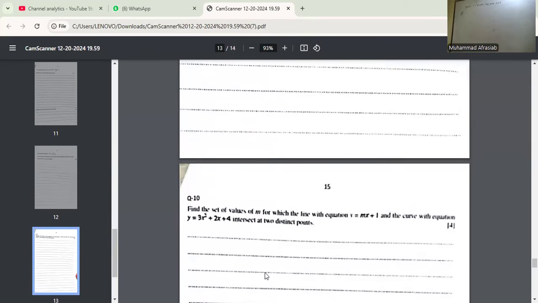Find the set of the values of m for which the line with equation y is equal to mx plus 1 and the curve with equation y is equal to 3x square plus 2x plus 4 intersect at 2 points.